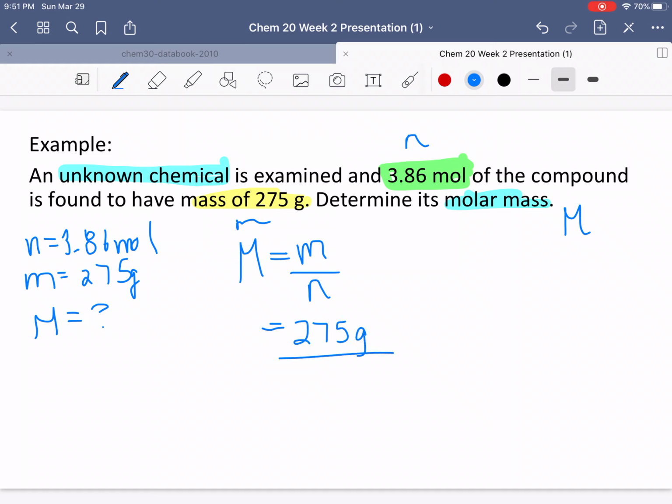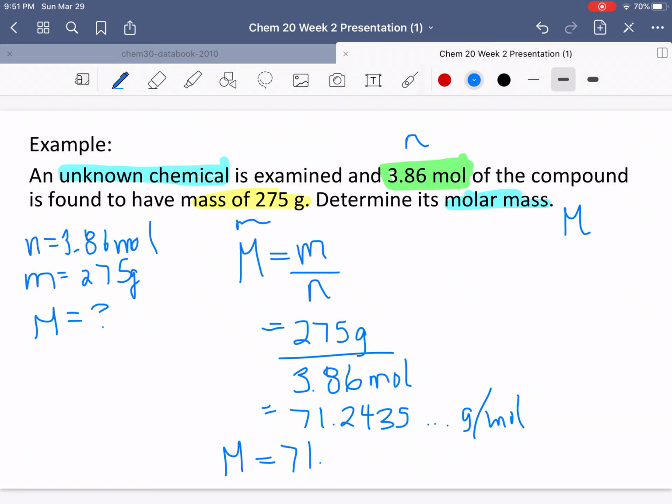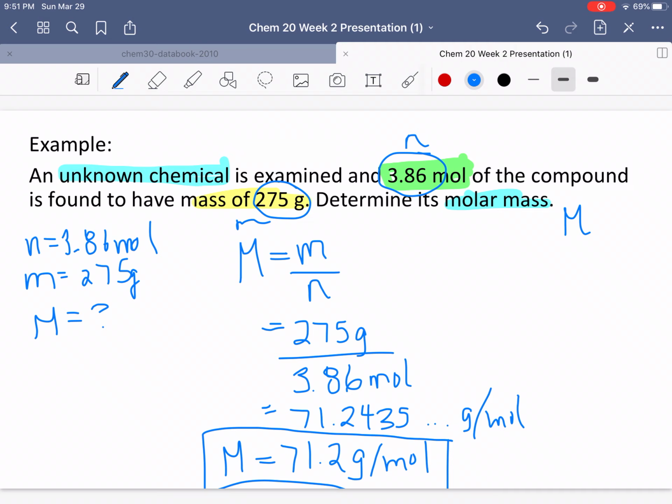275 grams divided by 3.86 mole equals, again, don't round yet, 71.2435... grams on top, moles on the bottom. We're at 3 sig digs for this question. The molar mass is equal to 71.2 grams per mole. Even though molar mass is usually expressed to 2 decimal places, in this case, we are completely constrained by the 3 sig digs of the number of moles and the 3 sig digs of the mass.